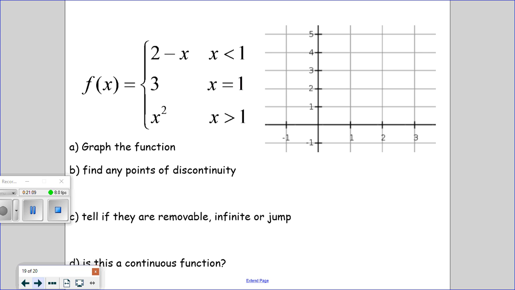If you are stuck on the graphing part, guys, when all else fails, plug in points and see what you get. Where is the graph at x equals 2? Where is the graph at x equals 0? Where is the graph at x equals 1? Plug in points and see what you get. We all kind of have our own methods for graphing piecewise.